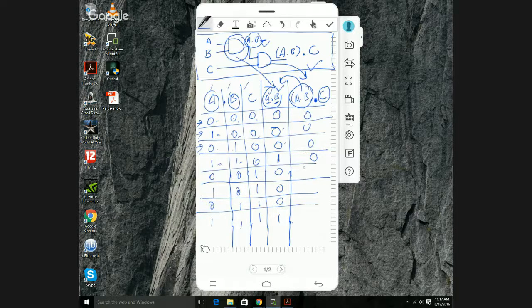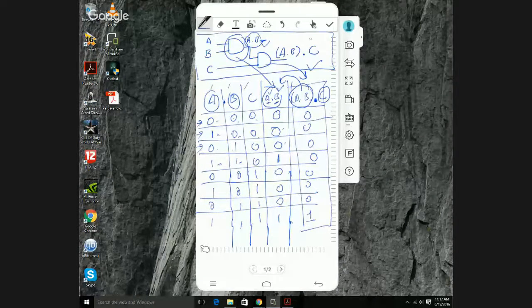0, because we need two ones. 0, 0, 0, and 1. This will be the answer of this circuit, the combination of gates.